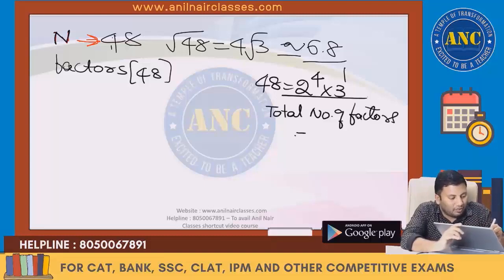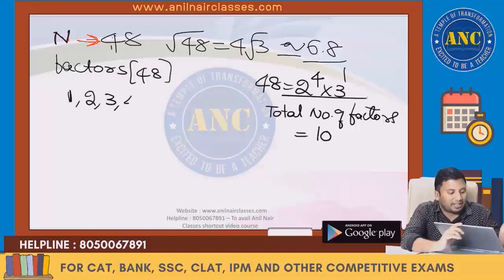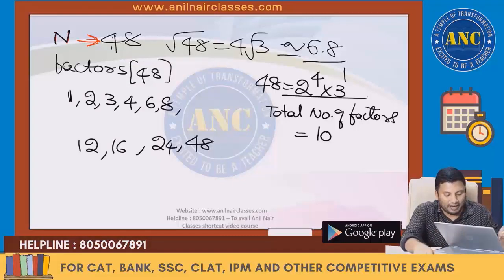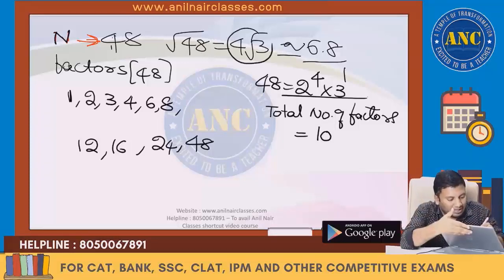Factors of 48: 1 is a factor, 2 is a factor, 3 is a factor, 4, 6, 8 are factors. 9 is not a factor, 12 is a factor, 16 is a factor, 24 is a factor, 48 is a factor. Totally we got 10. 4 root 3, which is 6.8, lies between these two values.